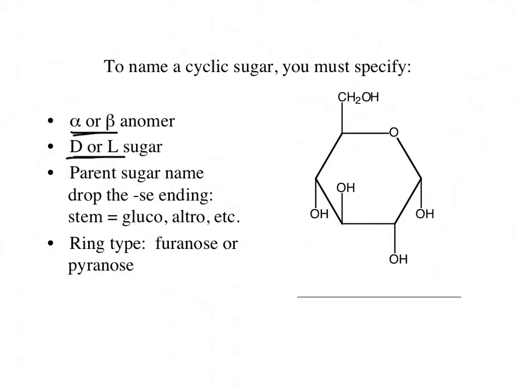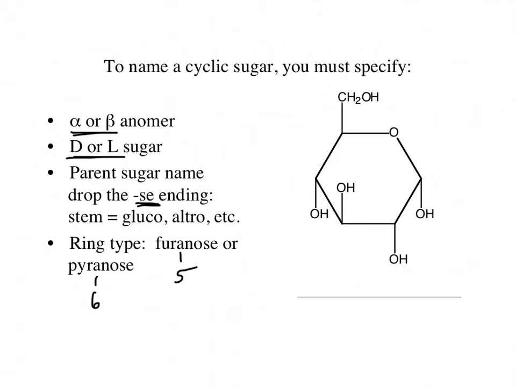And then the name of the sugar, like glucose, maltose, whatever it happens to be. The sugar names on the sheet I'm going to give you all end in ose: dextrose, maltose, glucose. What we're going to do is drop the se ending, and that'll leave you with, say it's glucose, gluco. We got rid of this part. And we're going to then tack on the ring type. Is it a 5-membered ring or a 6-membered ring? Most will be 6. Most will be 6.